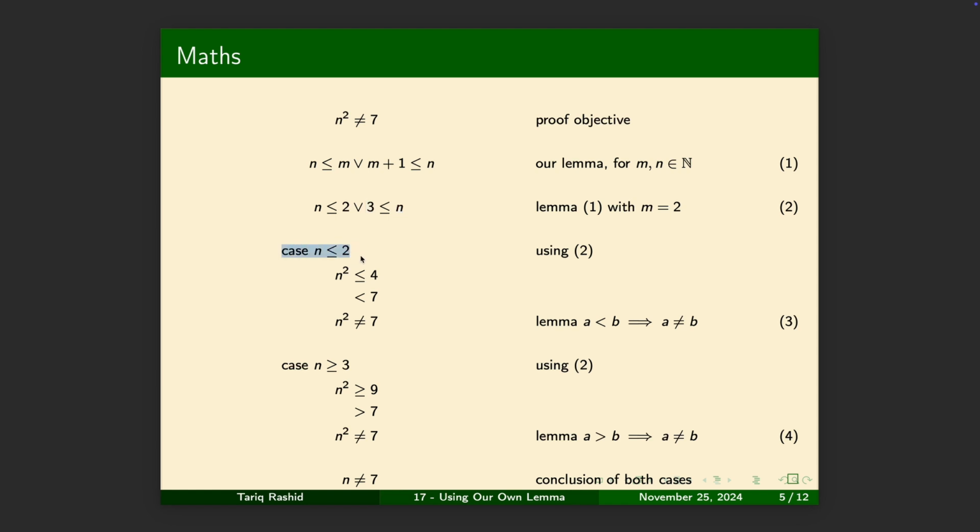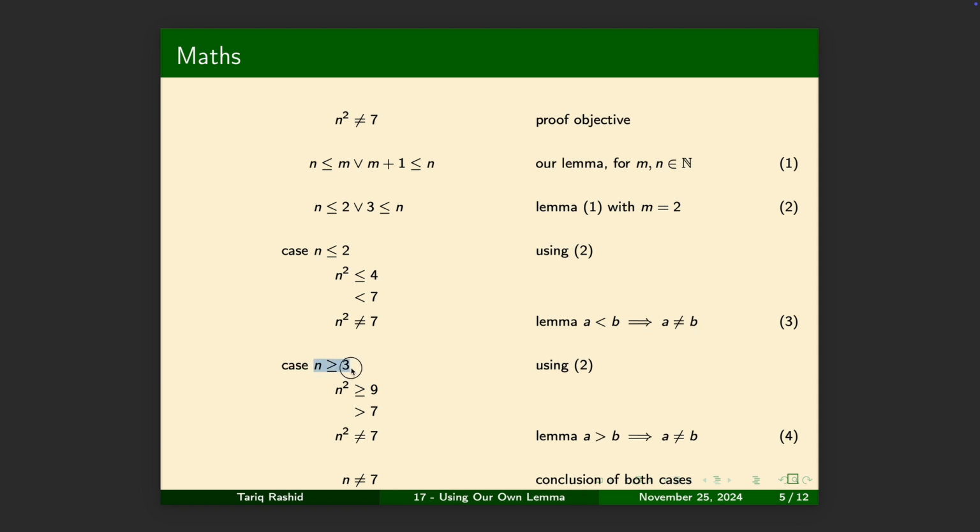In the case of n is less than or equal to 2, the smaller numbers, we have n squared is less than or equal to 4 because of this. Because n is less than or equal to 2, n squared is less than or equal to 4, which is less than 7. So n squared is not 7. So we have to justify why less than 7 means it's not 7. Again, it sounds incredibly obvious, but we have to justify every step in Lean. So there is a little lemma, a mini tiny lemma, that says a is less than b implies a is not b. It's almost a statement of the obvious. But there you go, we're going to have to make use of that.